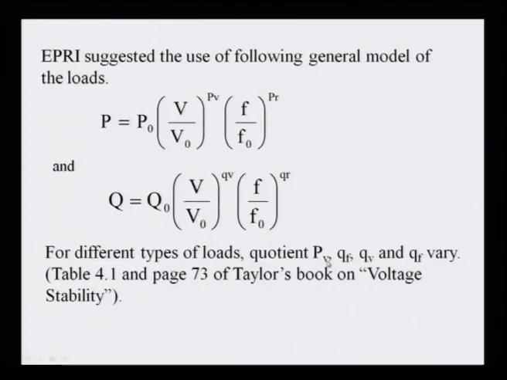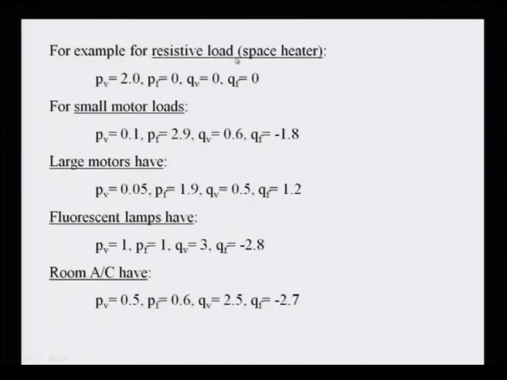So, for the different types of loads, the exponents PV, PF, QV and QF are varying, and you can find these in Taylor's book on voltage stability at page number 33. You can find the various types of load there. He has given the various components that are used. For example, for a space heater or a resistive load, the PV value is 2 and the other components are 0.